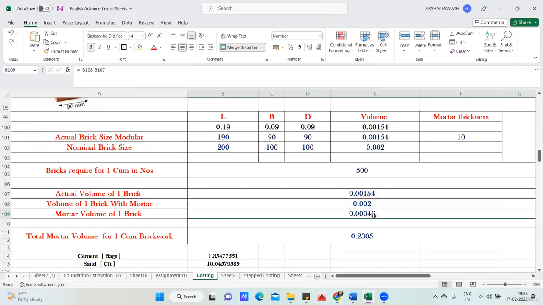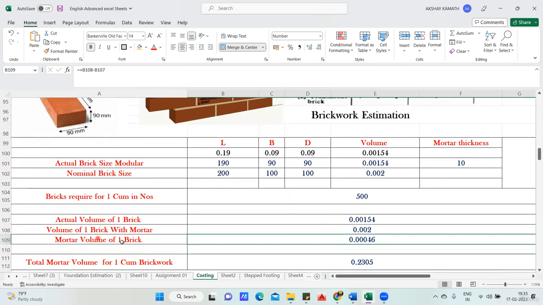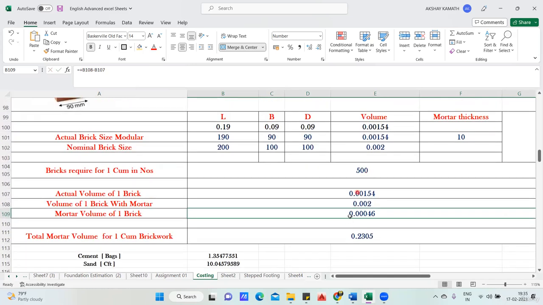So this is the volume of mortar which has gone inside the one brick. Fine. Now I have found the mortar volume for one brick. So how many bricks? This is for one brick. How many bricks do I have? 500 bricks. So for 1 cubic meter of brickwork, how many bricks are required? I know 500 bricks are required. How much mortar is required?